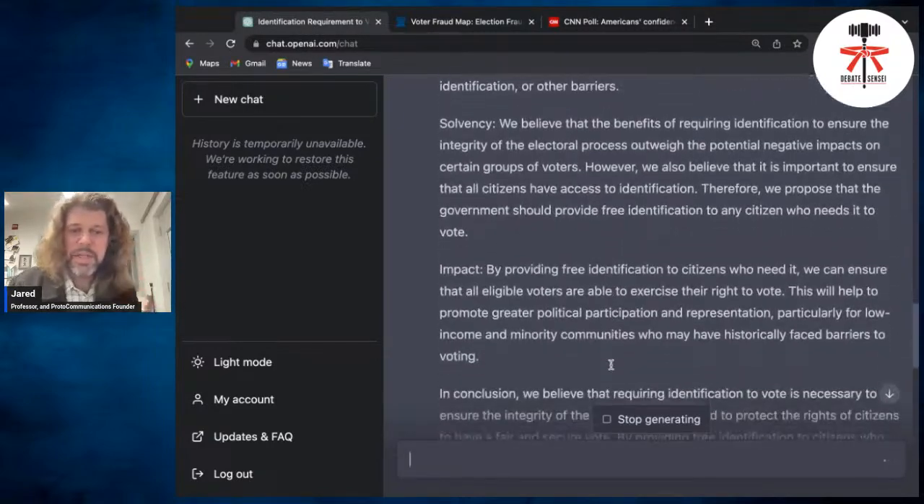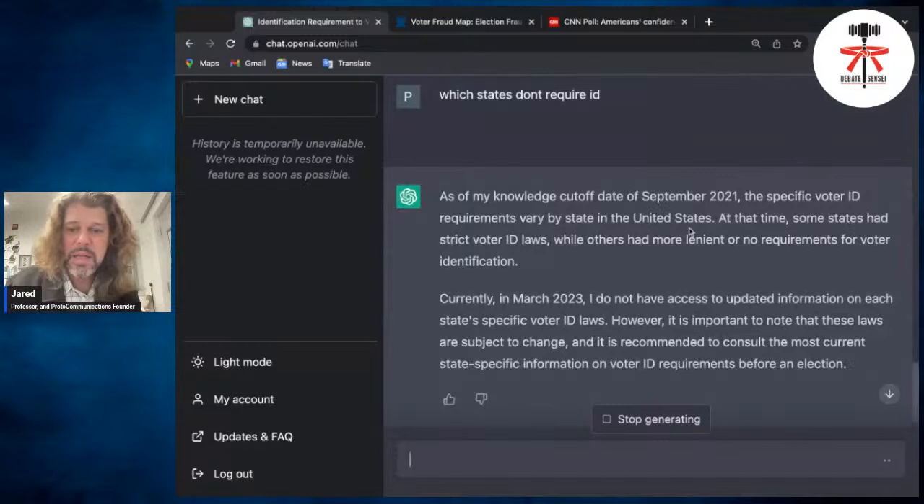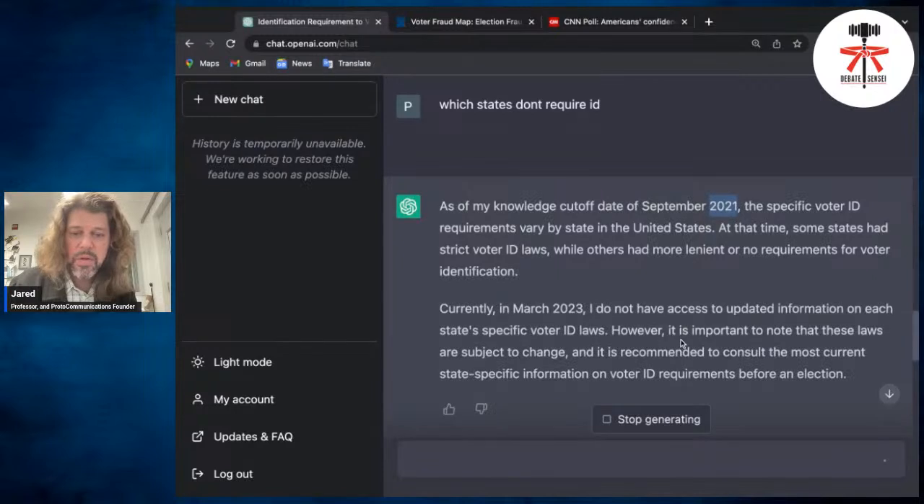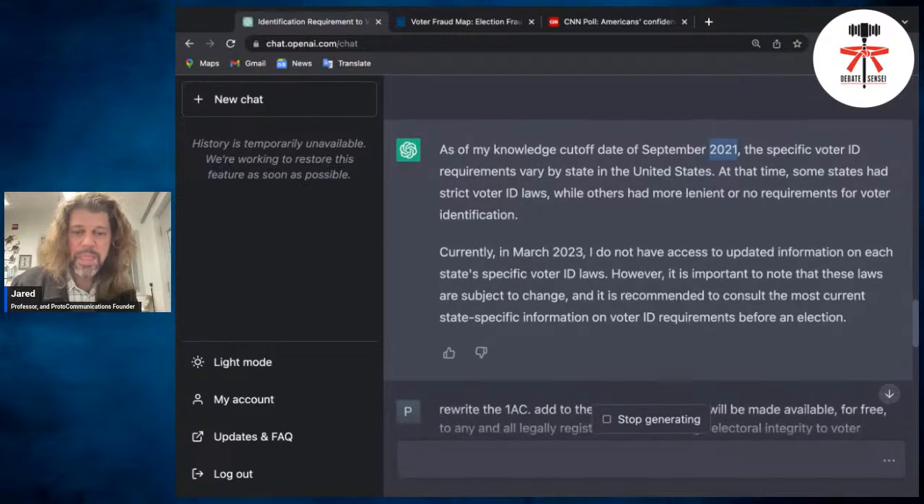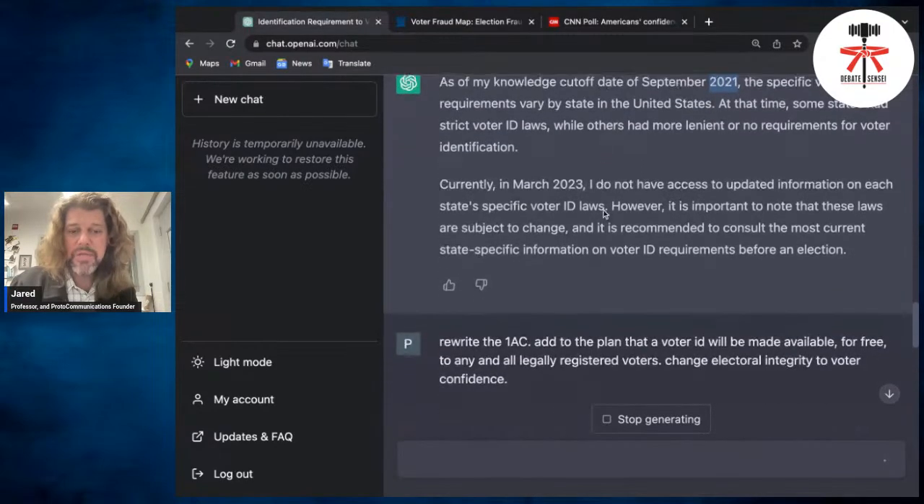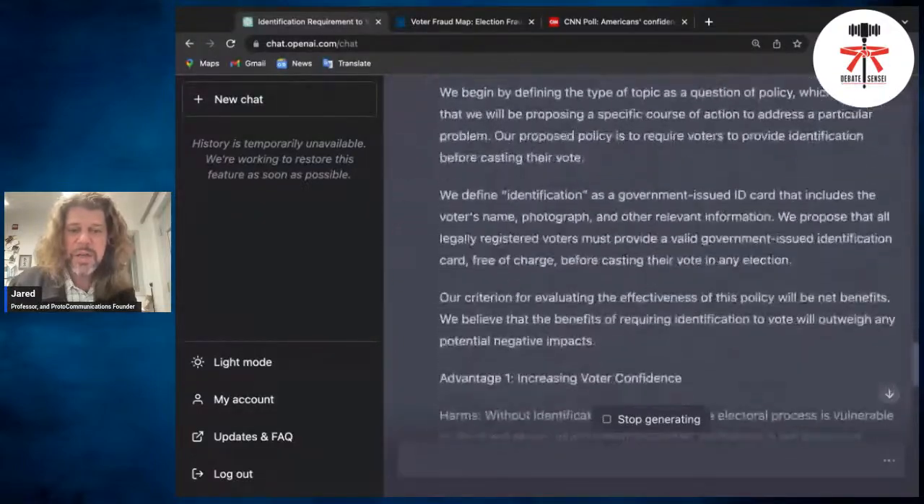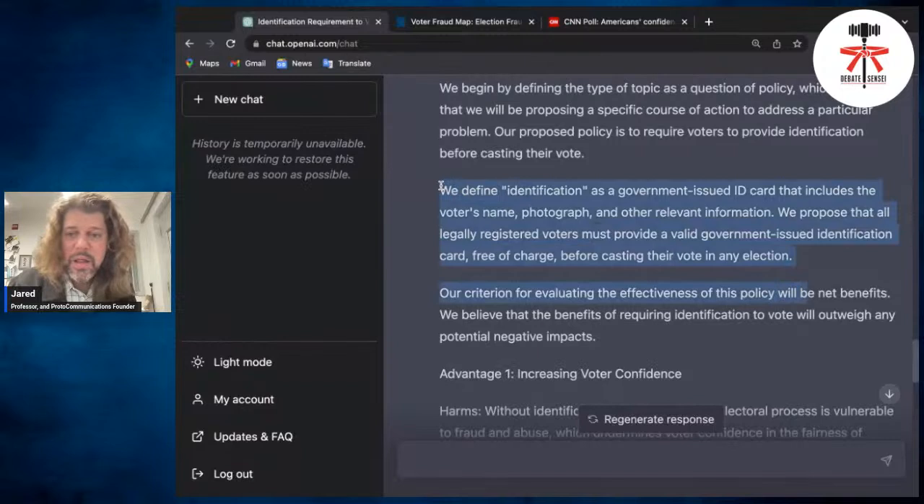Let's take a look at what it said, like which states don't require ID. Remember that ChatGPT only goes to 2021, so voter ID requirements vary by state. Currently, I do not have access to updated information. So you're going to have to find that elsewhere, or rephrase the question a little bit better. Let's take a look here. So I said, all right, add something to the plan. We propose that all legally registered voters must provide valid government identification.